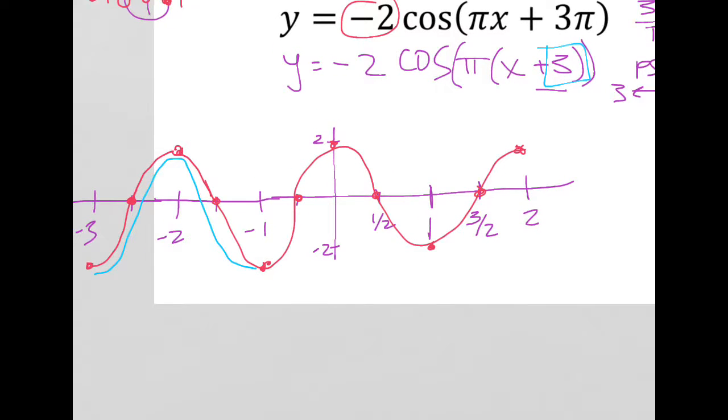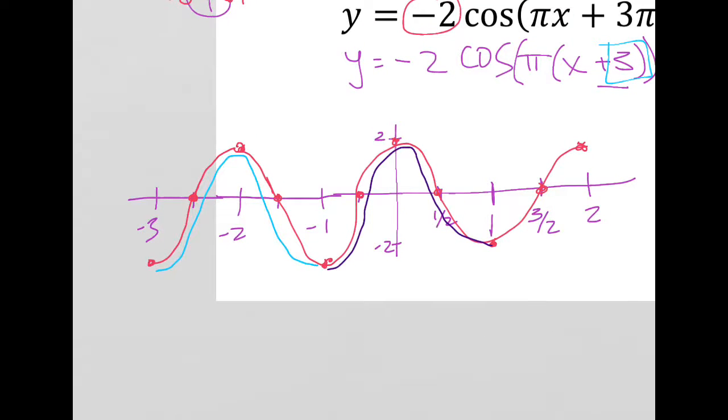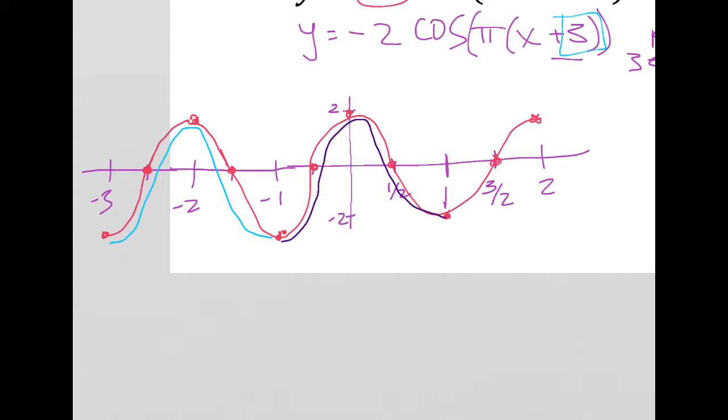If you look at this bit right here, notice that it is the same exact thing. It's going to have the same period as this function here. It's starting at -2, just like that blue one, but it has only been shifted over by 1. What that means is I can rewrite this as y equals -2 cosine of pi times x plus 1 instead.